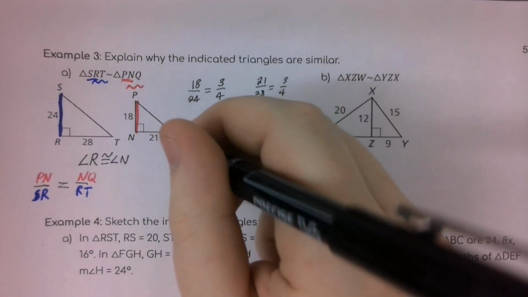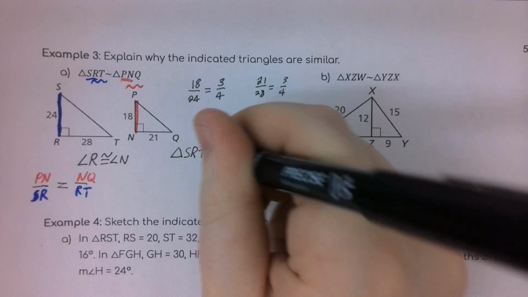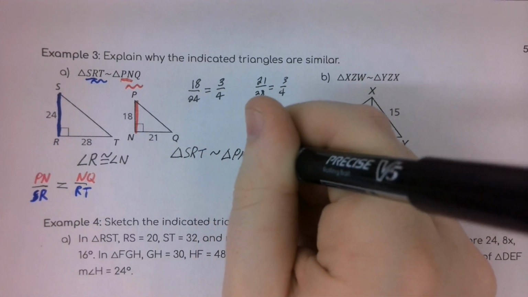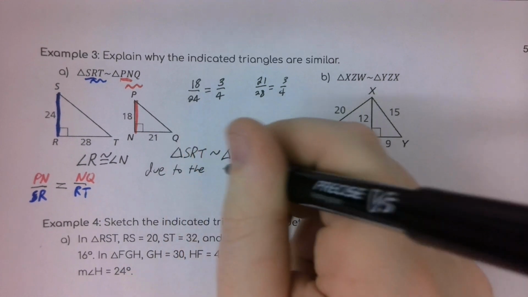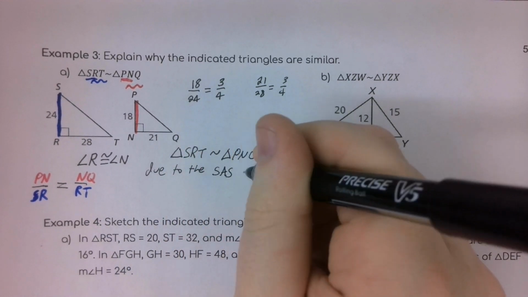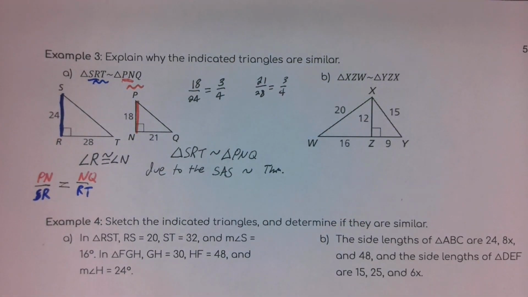We would say the following. Triangle SRT is similar to triangle PNQ due to the side-angle-side similarity theorem. Done.